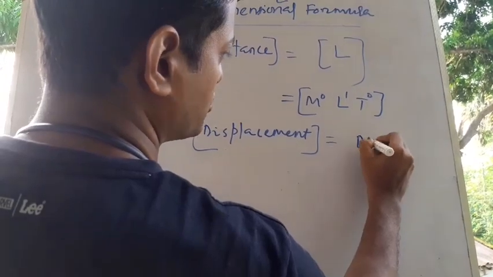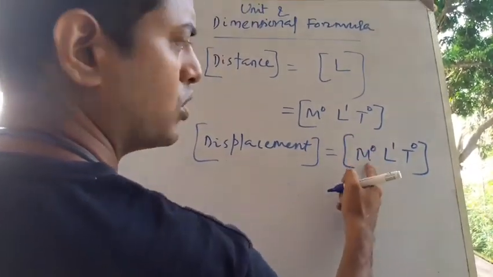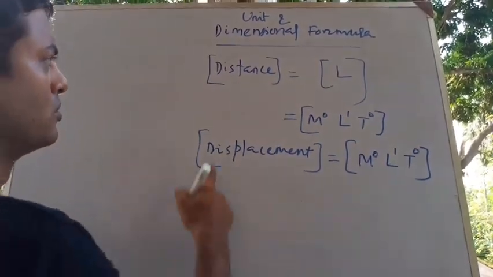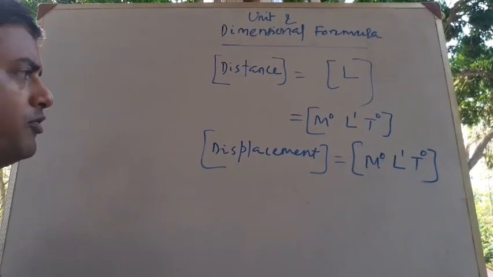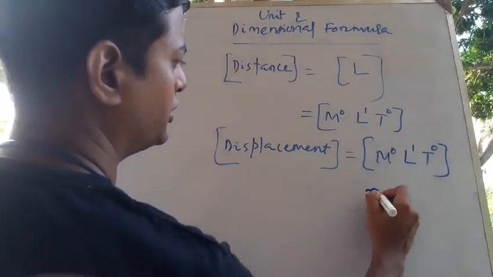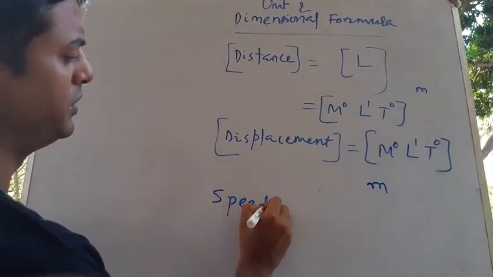So displacement also has dimensional formula M0 L1 T0, because mass is absent, so M0, time is absent, T0, length is present, so L1. So basically distance and displacement are fundamental quantities because they can be explained only by L. Unit is meter. Now I will move to my next quantity, speed.